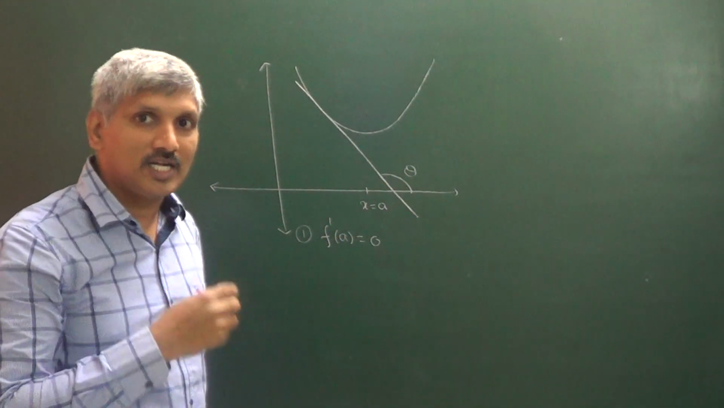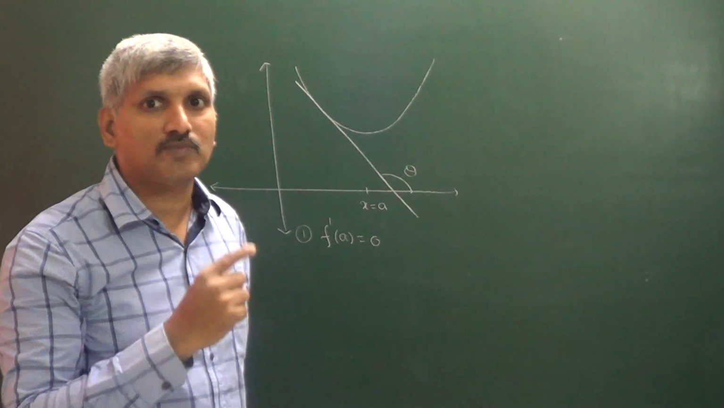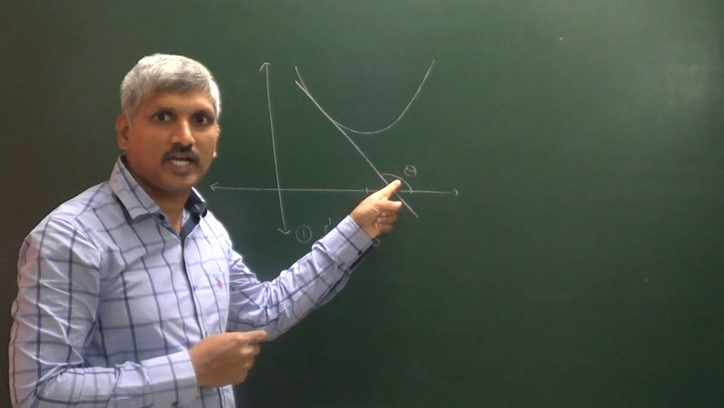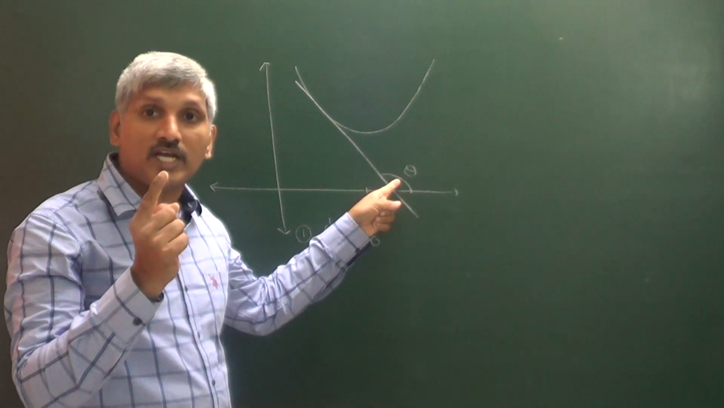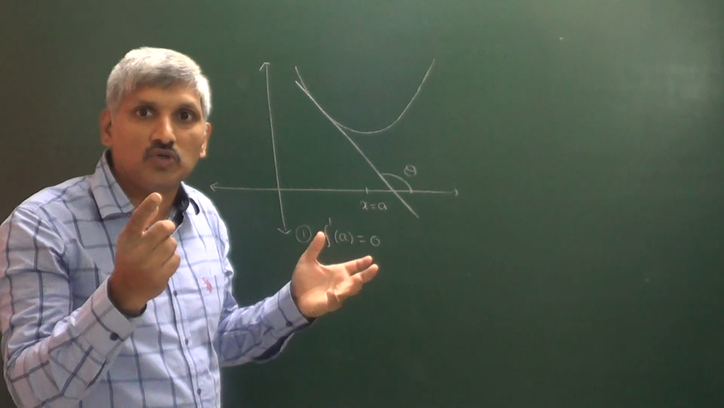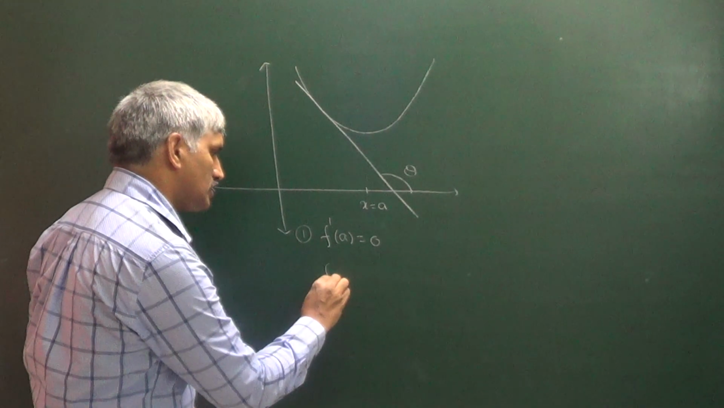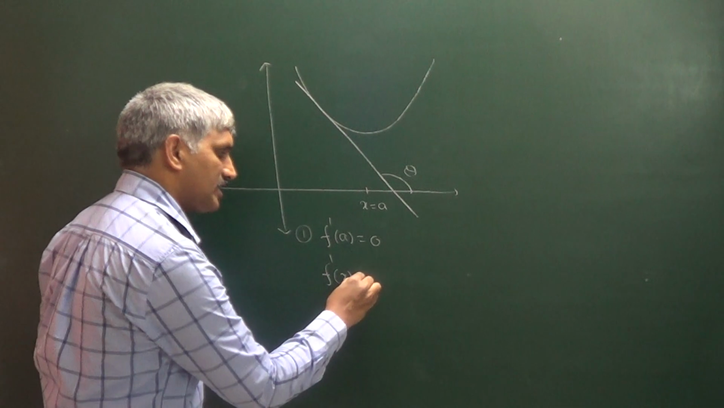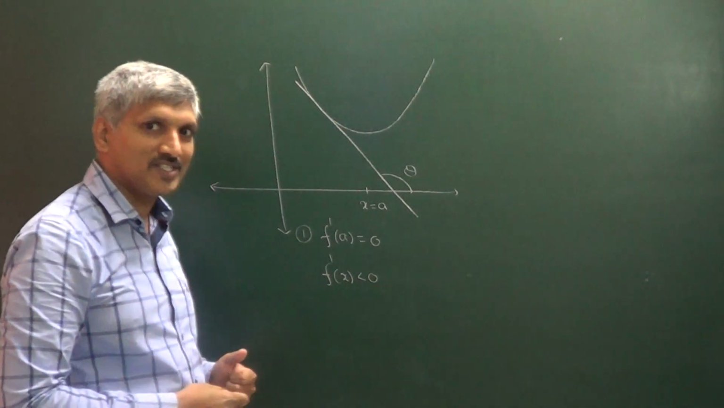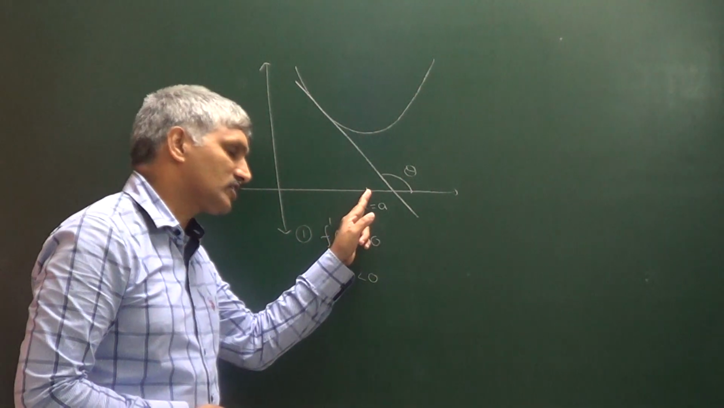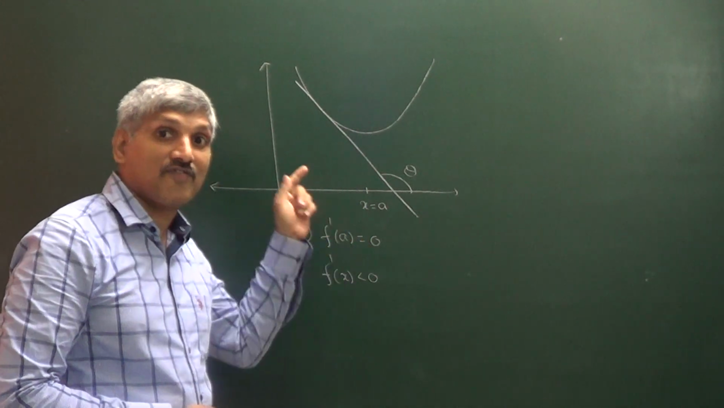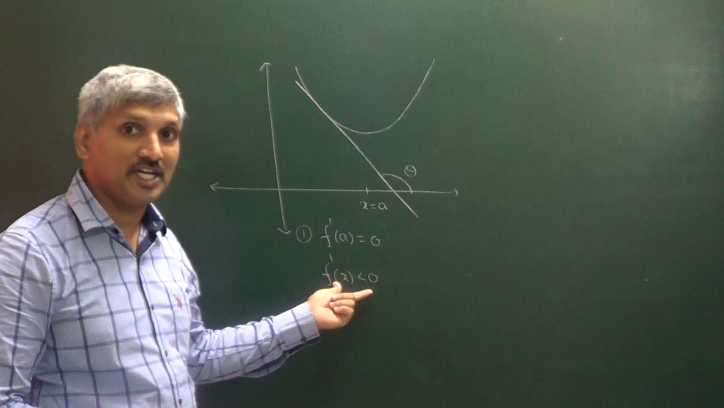Now tell me, is theta an acute angle or an obtuse angle? No doubt, the inclination is an obtuse angle. Inclination is an obtuse angle means tan theta is negative. Tan theta is negative means f dash of x will be less than 0. So what is the meaning of that? To the left side of a, f dash is negative.